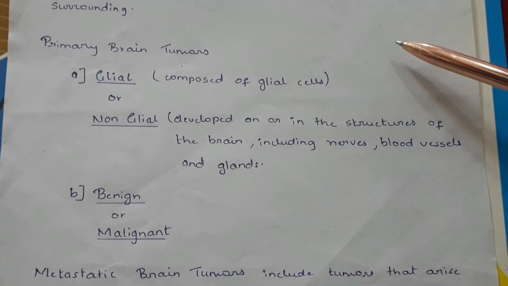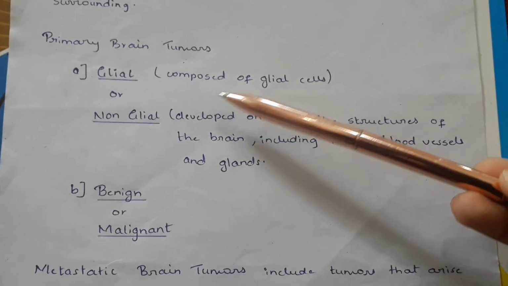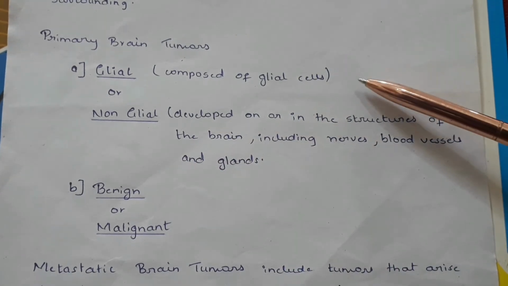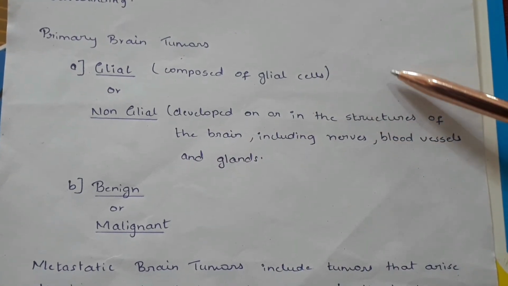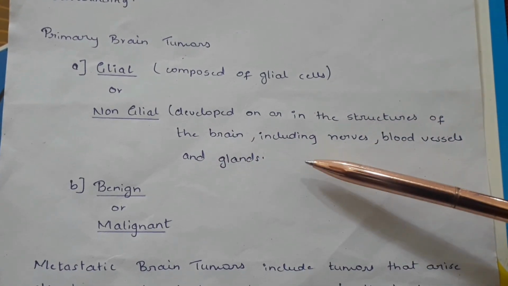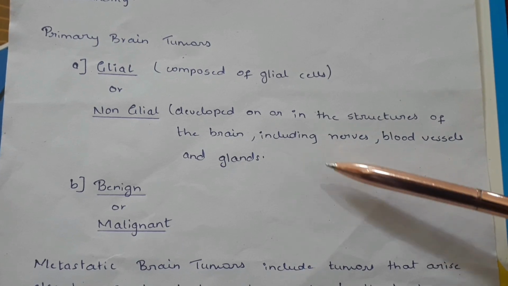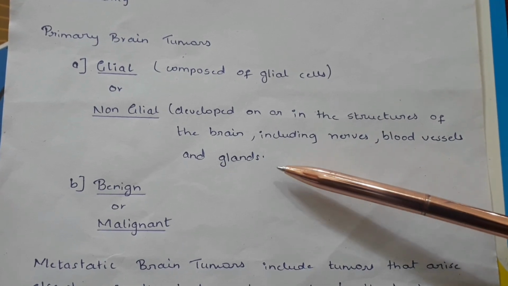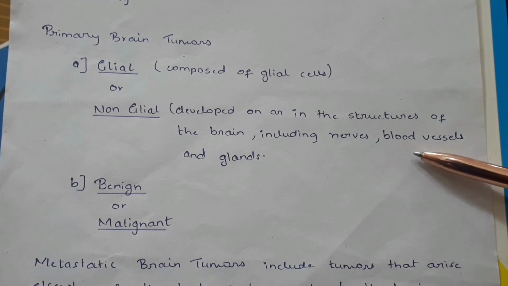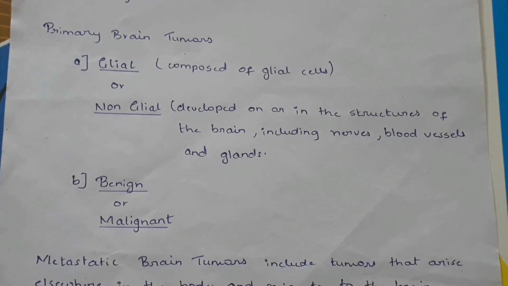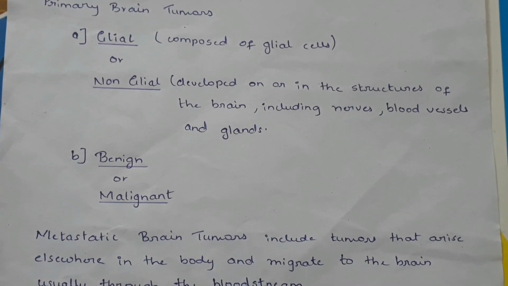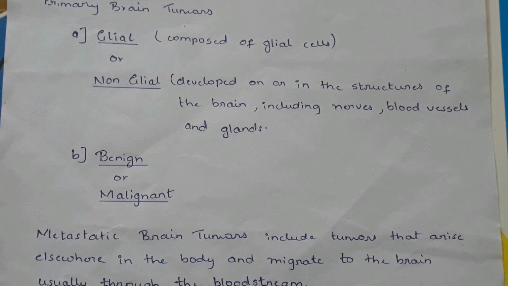The primary brain tumors include the glial or the non-glial. The glial ones are composed of the glial cells. The non-glial ones are developed on or in the structures of the brain, including nerves, blood vessels, and the glands. The other type are the benign or the malignant ones.